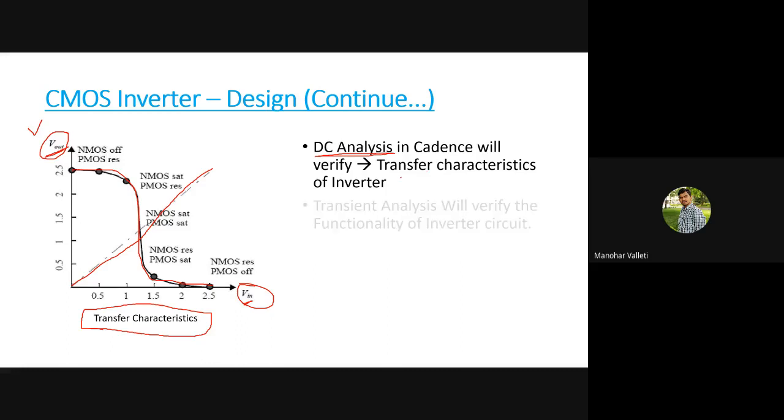In the same way, we will use transient analysis to check the functionality of the inverter. Functionality means if you apply 0, you will get 1, right? If you apply 1, you will get 0. So that is the functionality of your inverter. With the help of transient analysis in the Cadence tool, we will verify whether your inverter is working properly or not.